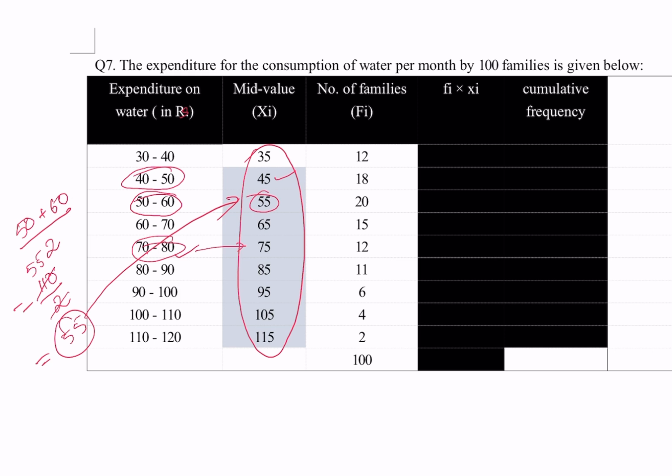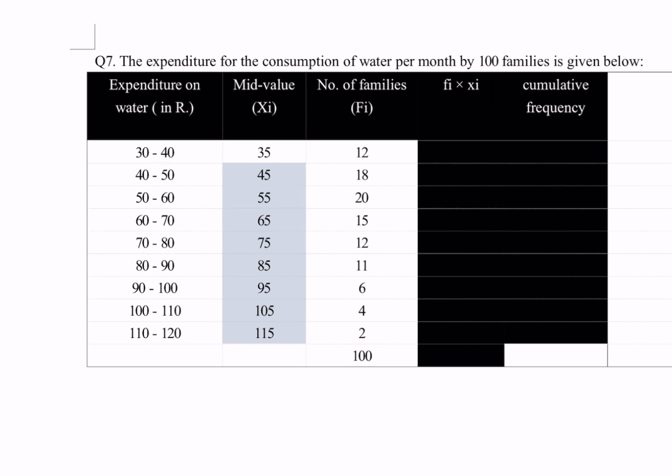And then we know from the question that 12 is the frequency for 30 to 40, and then 18. So when we add them all, we have 100 as the total number of frequencies, or the sum of the frequencies. I believe that you know that it is denoted by n equal to 100. So this is the sum of the frequencies, and now we need to find another column, that is fi into xi. So how do we find fi into xi?